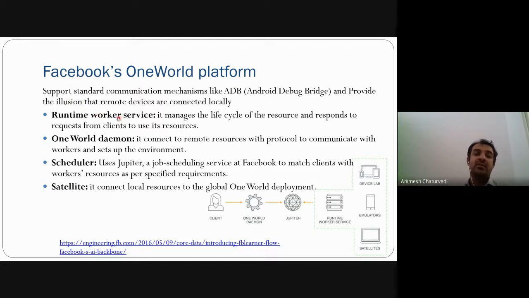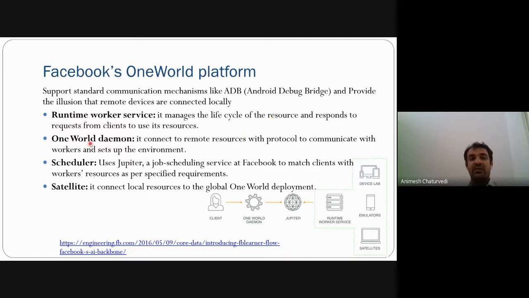Then what is the runtime worker service? This runtime worker service basically manages the life cycle of resources and responds to requests from clients to use its resources. What is the life cycle of resources? How these engines are being created? How these apps are being created? How they can be responded to and used? So the request from the client could be made and this resource could be used.